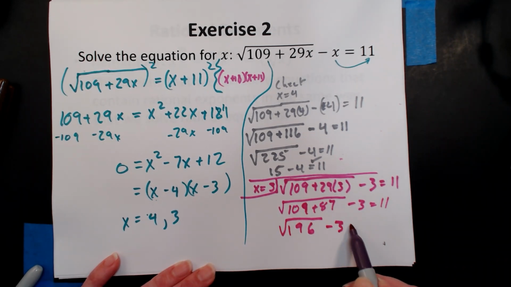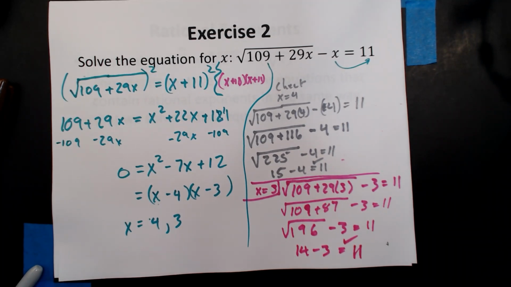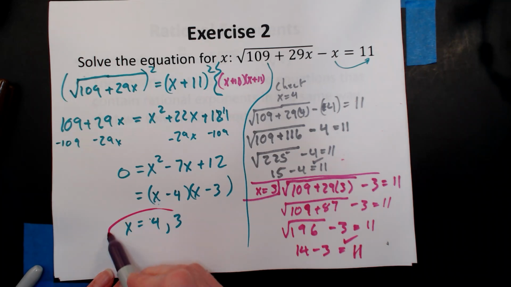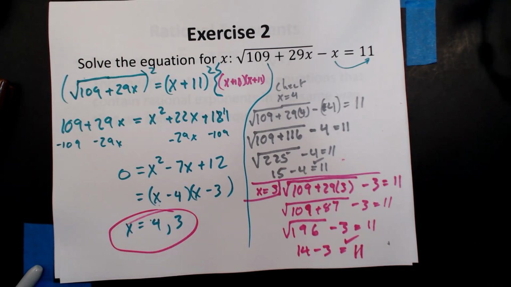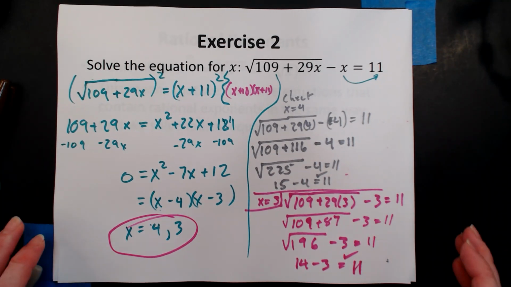So it would be the square root of 196 minus 3 equals 11. So that means the square root of 196 is actually 14, minus 3 equals 11. And that checks out. Alright, so both of them checked out. Both of them worked. We get to keep both answers. That's excellent. So like I said, in these exercises, you could get one answer that works, no answer works, some answers work.